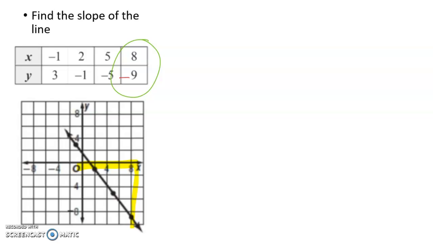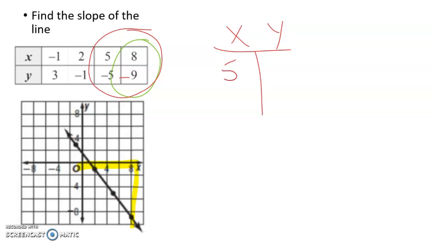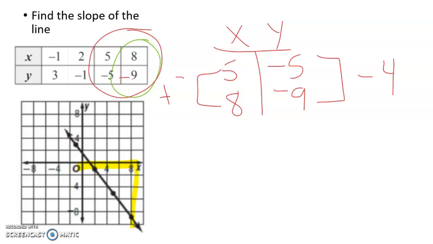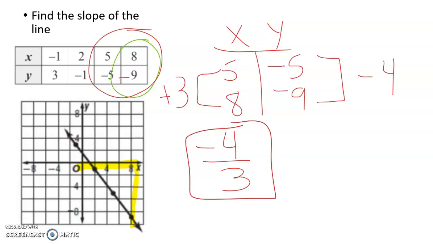Because the dots are not on a crosshair, I will use the table, and I'm going to use these guys right here. I'm going to have my x's here, my y's here. I have a 5 here and an 8 here. I have a negative 5 here and a negative 9 here. My change of y is negative 4. My change of x is positive 3. My slope is the change of y over the change of x, and that is my final answer.